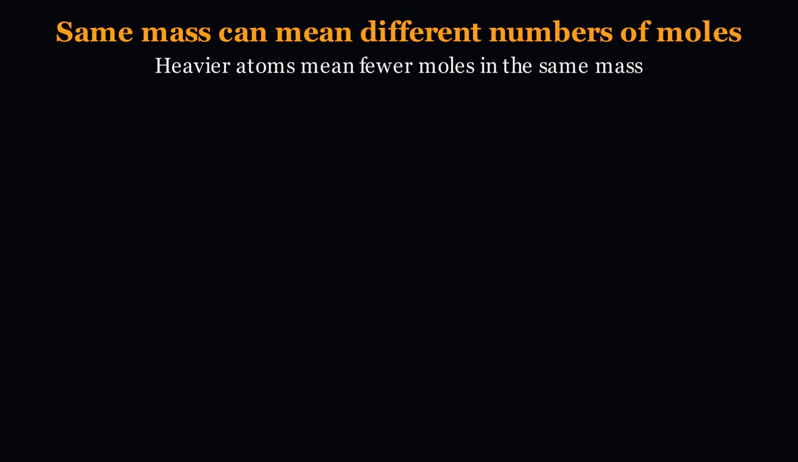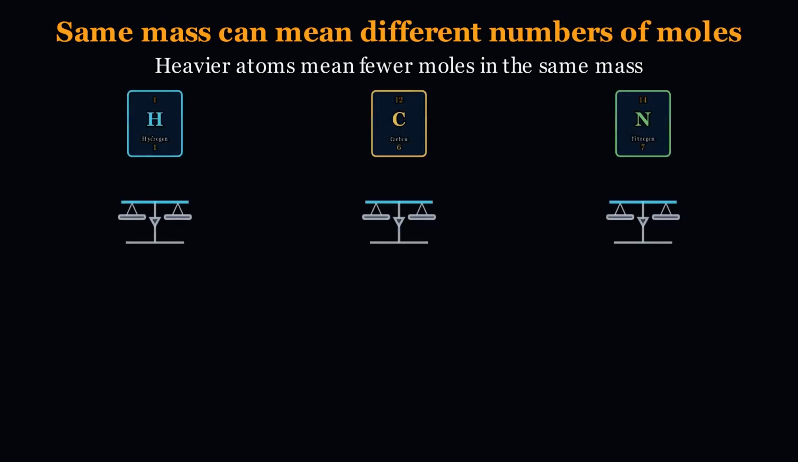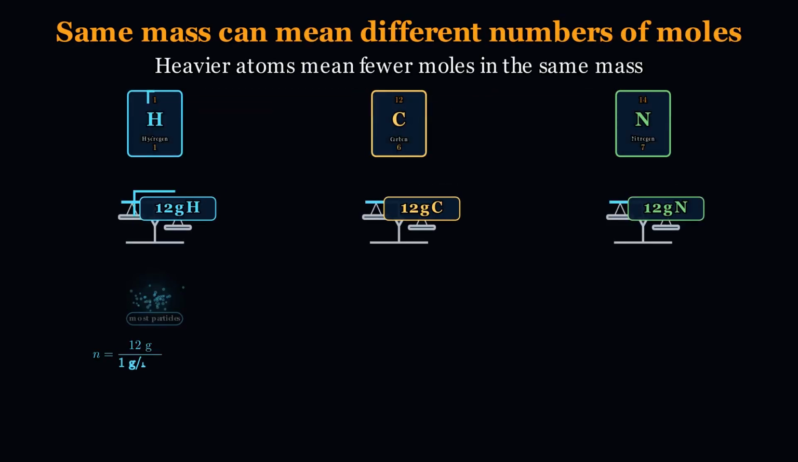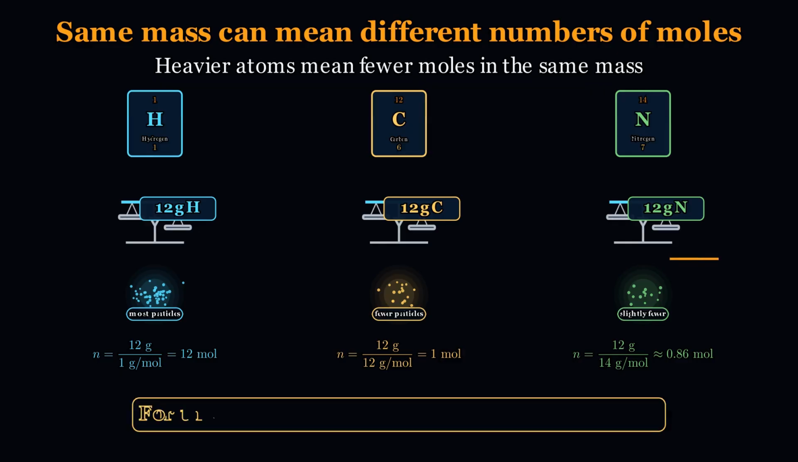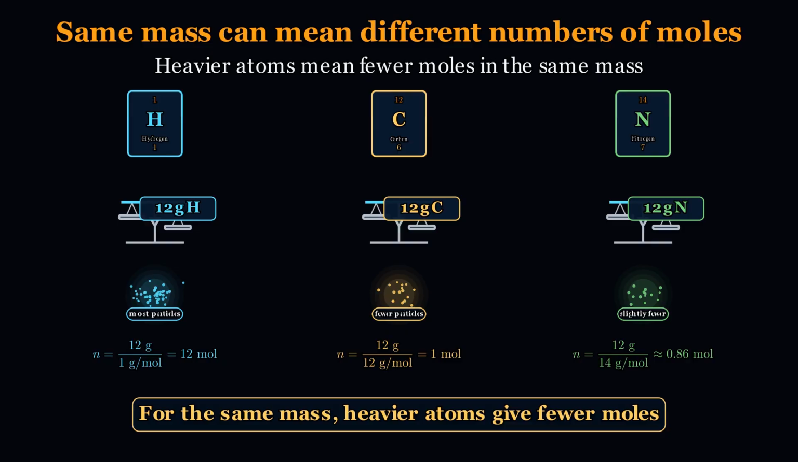Now compare the same mass of different elements. Take 12 grams each. For hydrogen atoms, moles equals 12 divided by 1. That gives 12 moles. For carbon atoms, moles equals 12 divided by 12. That gives 1 mole. For nitrogen atoms, moles equals 12 divided by 14. That is about 0.86 moles. So the same mass does not always mean the same number of moles. Heavier atoms give fewer moles in the same mass.